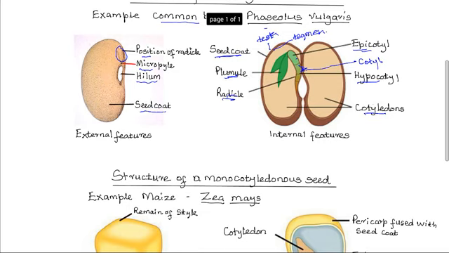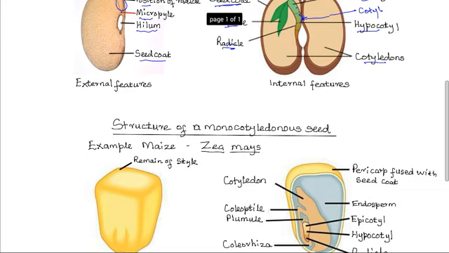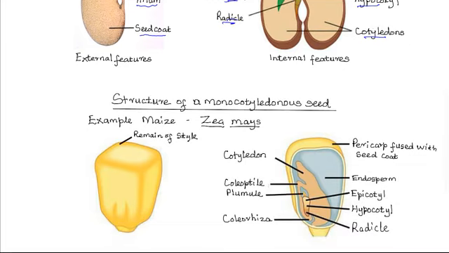Now on the other hand, a monocotyledonous seed such as the maize grain looks like this. So the maize grain is actually a fruit. That's why there's still the remains of the style. So externally, you can see there's a small protrusion there that represents the remains of the style. And then there'll be a scar that represents a point of attachment to the fruit wall.